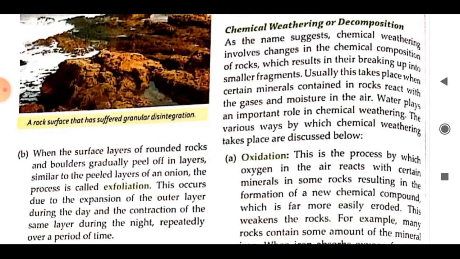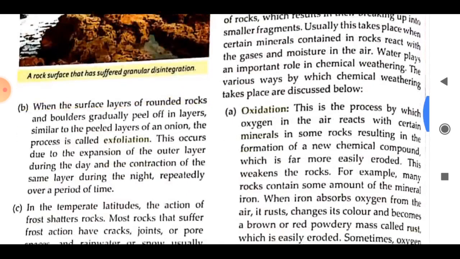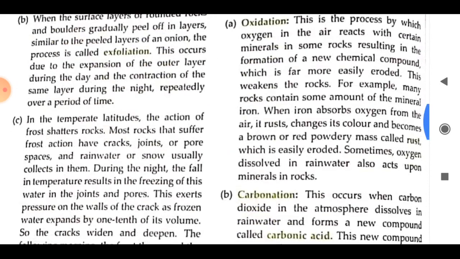Types of chemical weathering. 4 types are there: oxidation, carbonation, hydration, and solution. Oxidation. This is the process by which oxygen in the air reacts with certain minerals in some rocks, resulting in the formation of a new chemical compound, which is far more easily eroded.